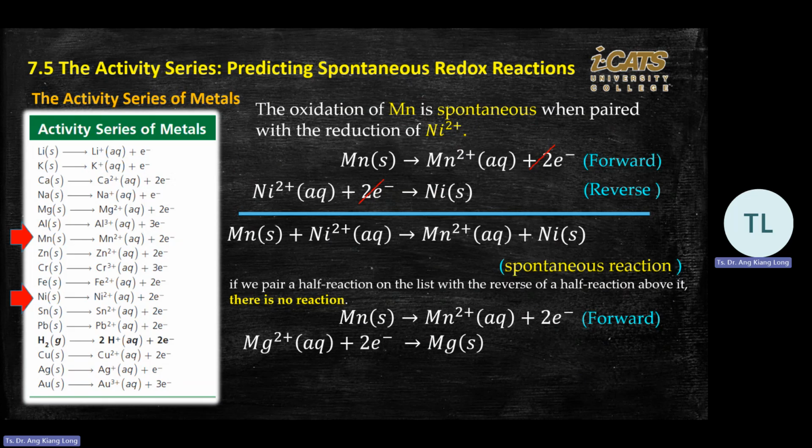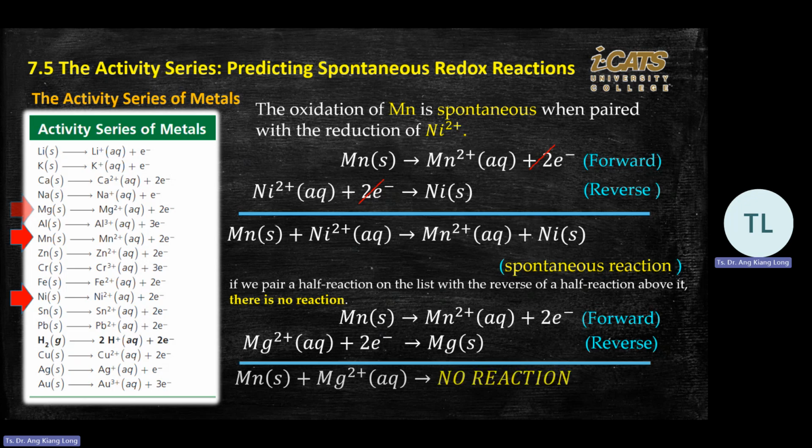So another example, if you put Mn and Mg, Mg is above the Mn. So no reaction. It depends on the position. And it depends on which one is forward, which one is reverse. Forward means it receives. Forward also means reduction. So in predicting, you need to tell me which one is forward, which one is reverse.